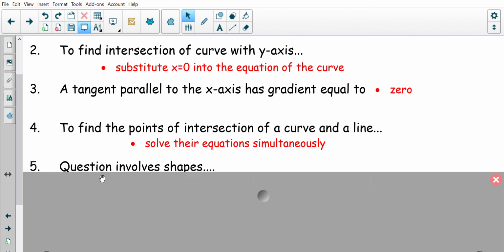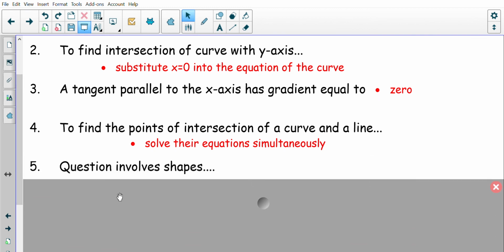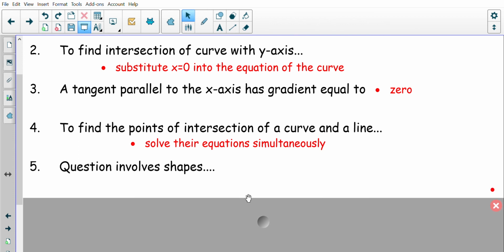And the final tip, if a question involves shapes, so sometimes within coordinate geometry you can have lines that, for example, create a triangle and need to find the area of that triangle, the most important thing to do is to draw a diagram. It doesn't need to be an accurate diagram with scale and on your axes, it's just a sketch, but you must draw a diagram so you can see exactly what's going on.